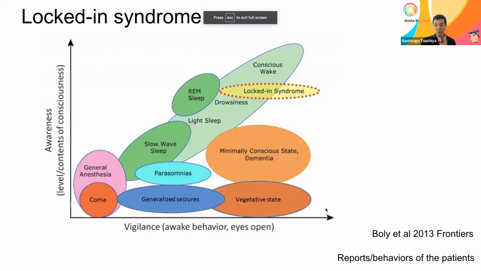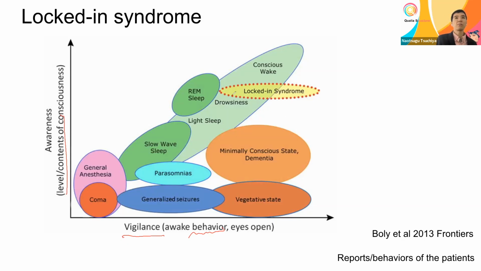The locked-in syndrome is categorized here in this figure. This is an updated version of the famous figure from Steven Laureys on the level of consciousness versus contents of consciousness. But in this case, the x-axis is the wake-like behavior, and the y-axis is the actual level or contents of consciousness that the patient is likely to be experiencing.